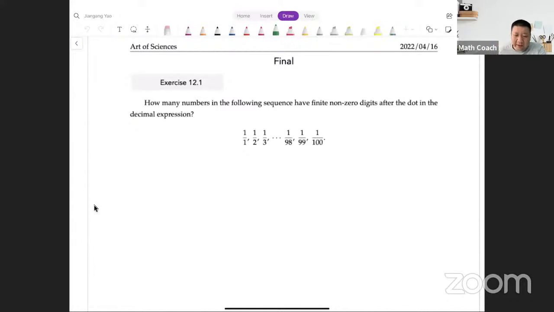Basically, we ask among the sequence of fractions, how many of them are without repeating decimals, with terminating decimal expressions? 62, go ahead. 15 is the correct answer. So now it's 1 to 0. Because if a fraction has a terminating decimal expression, the denominator has to be either 2 or 5 or a product of them.